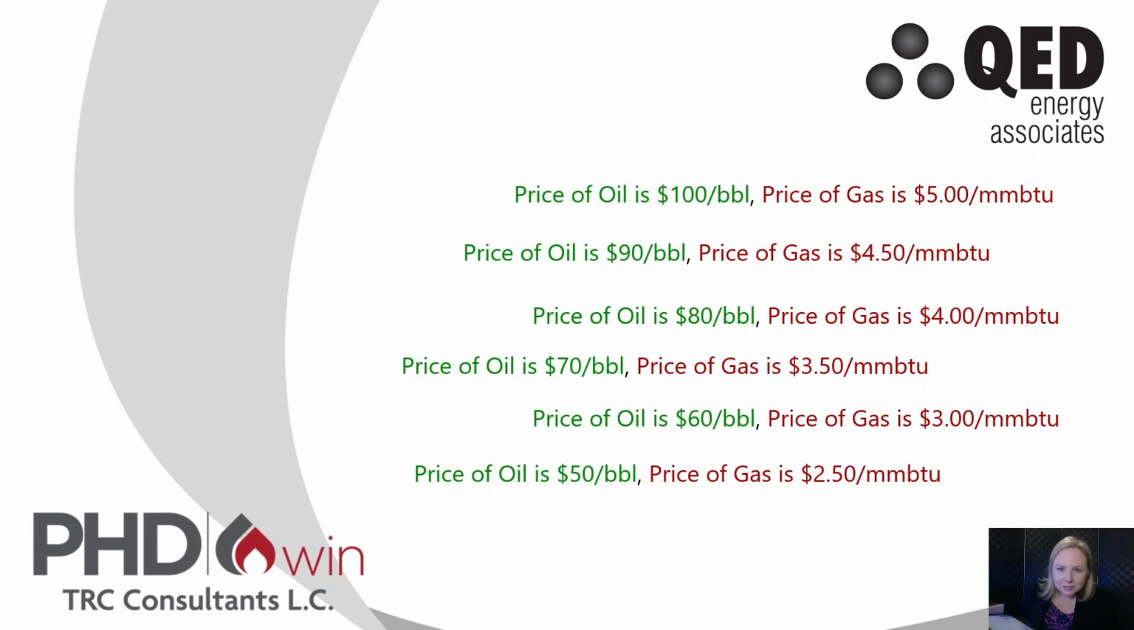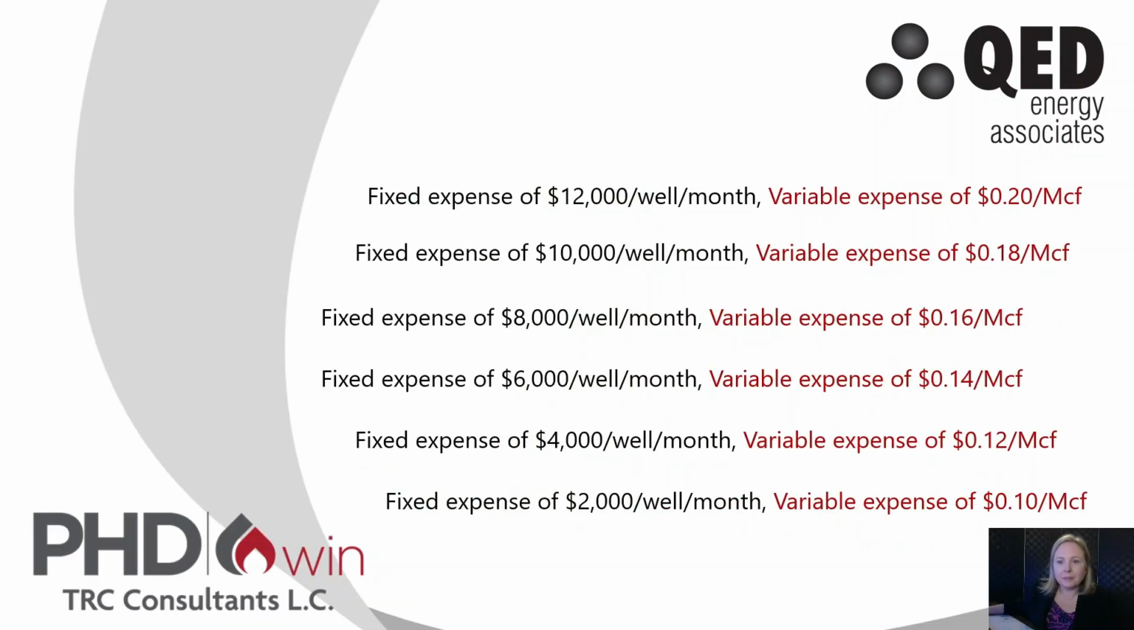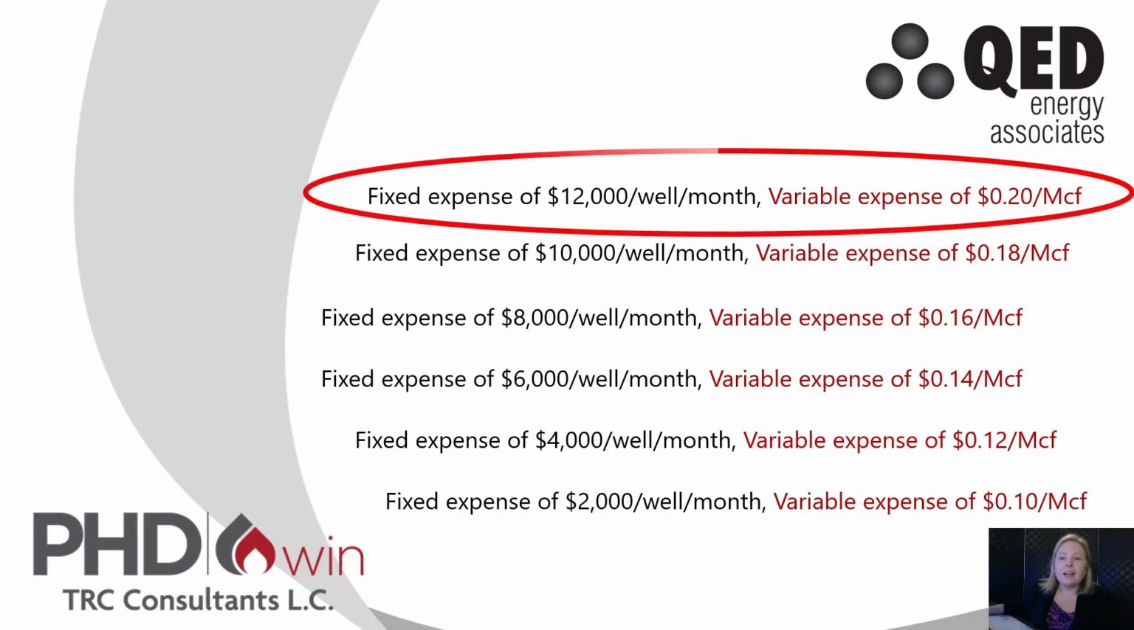Now let's do the opposite. Let's do worst case scenario. What would you choose to be the price deck? Okay, you'd choose that flat $50 a barrel and $2.50 for gas because that's the lowest out of all the options that I threw up here. And for these options here, what would you choose for a worst case scenario? You've got it. You'd choose the highest. You would choose the $12,000 per well per month and the 20 cents per MCF for gas.